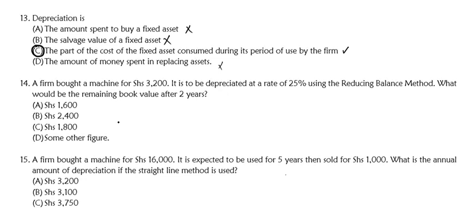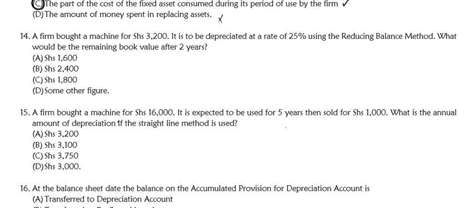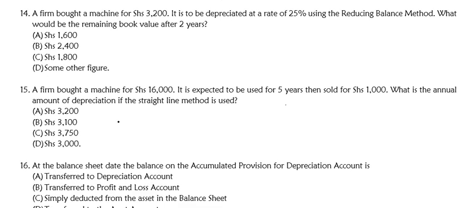A firm bought a machine for 3,200 to be depreciated at a rate of 25% using the reducing balance method. What would be the remaining book value after 2 years? So depreciation can be computed using either the reducing balance method or the straight line method, but in this question we are required to use the reducing balance method to determine the remaining book value after 2 years.